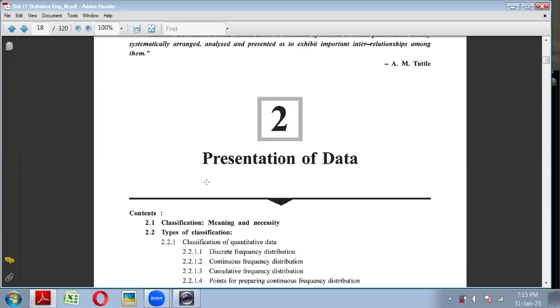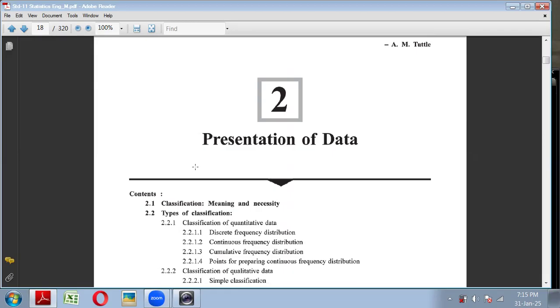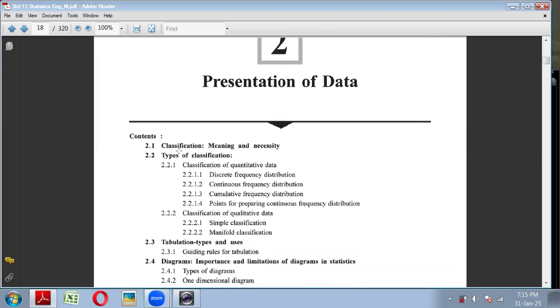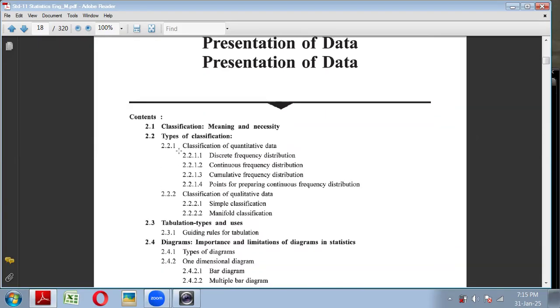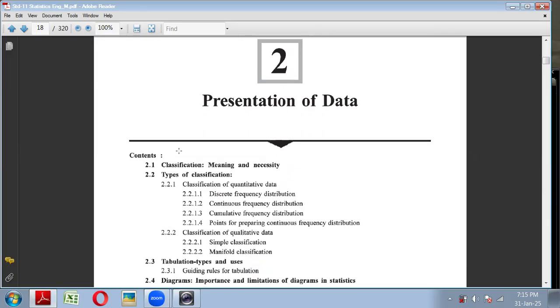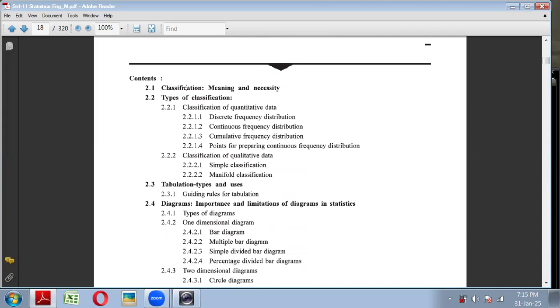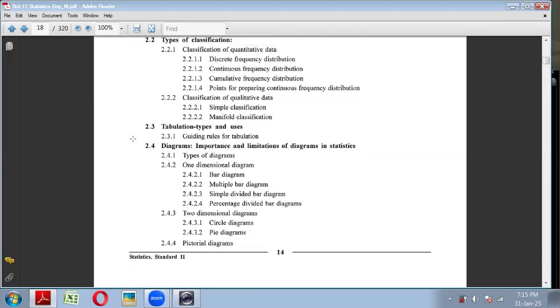We will continue with chapter number 2 of 11th standard GSEB statistics, presentation of data. In the last session, we discussed the types of data and how they are collected. Now, it is very important how this data is represented, right? So the contents in this lesson are classification, types of classification, tabulation, diagrams, importance and limitations.